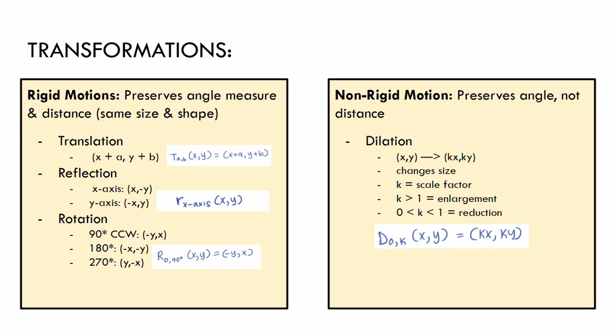Here are just some transformations. There are two types of transformations, right? So there's rigid motions, which preserves the angle measure and the distance, which means that it'll be the same size and shape. Okay, so translation is where you just move it up, down, or left and right.